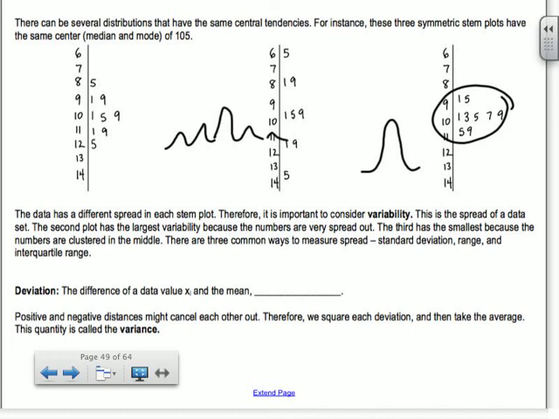Okay, so it says the data has a different spread in each stem plot. So therefore, it's important to consider variability. Okay, so how much it varies from the central tendency. This is the spread of the data set, so how far it goes out. The second plot has the largest variability because the numbers are very spread out. Okay, the third has the smallest because they're all kind of scrunched in that middle. And then there are three common ways to measure spread. You can use the standard deviation, range, and interquartile range.